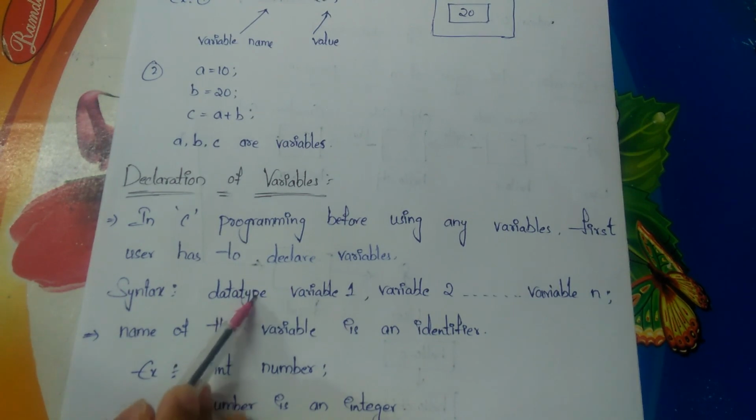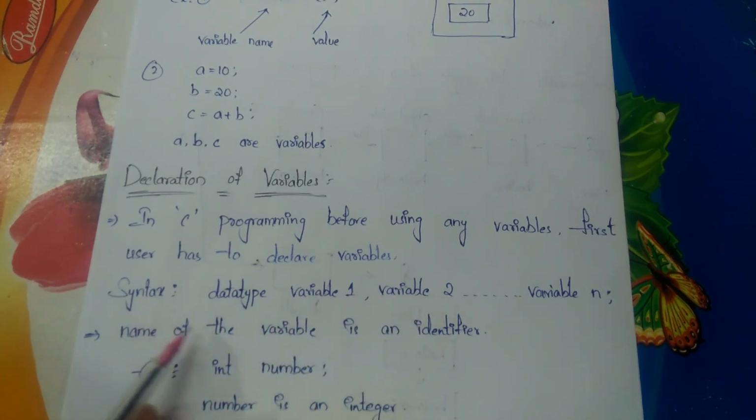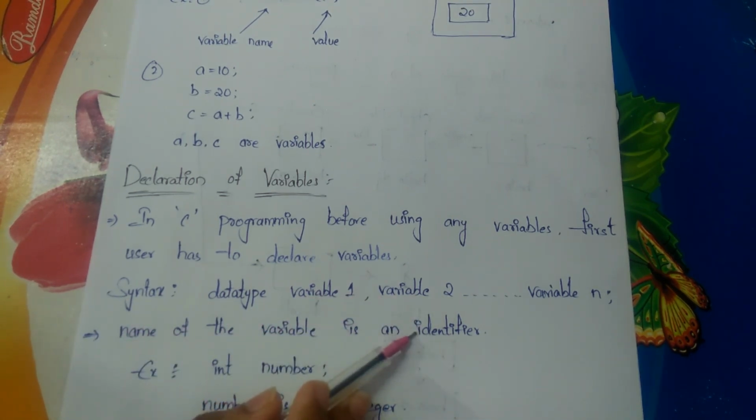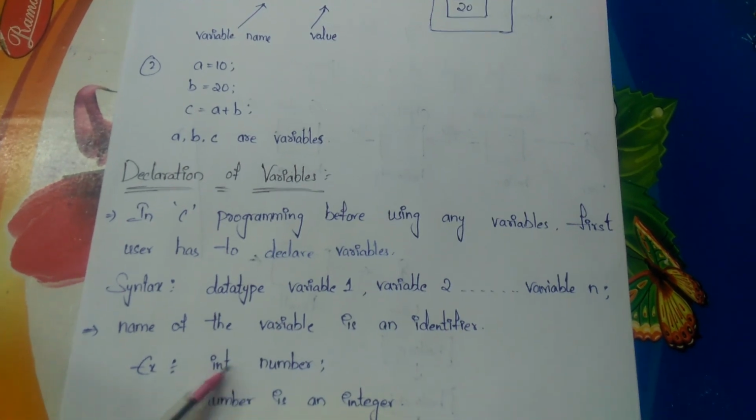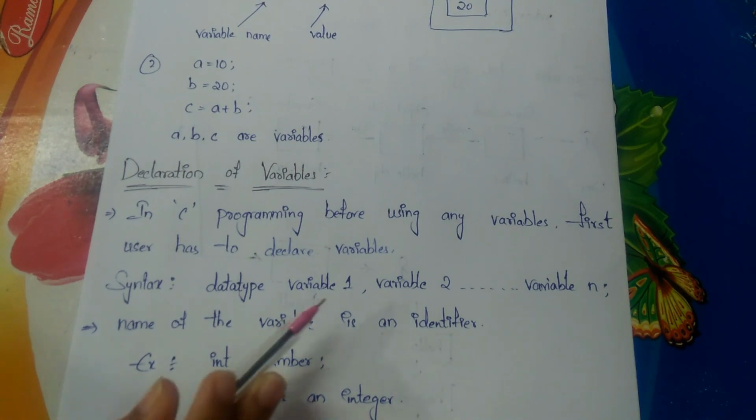So here we write the data types. We have data types like integer, that is int, character, that is char, and floating point, that is float, and some other data types. By using those data types we declare the variables. The name of the variable is an identifier. Now example: int number. Here int is a data type and number is a variable name.